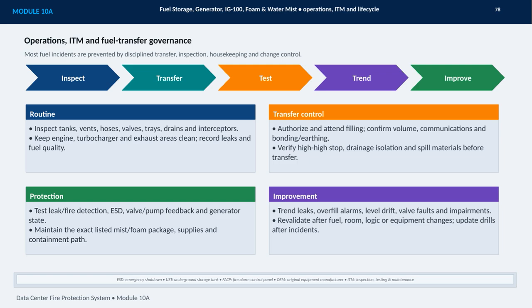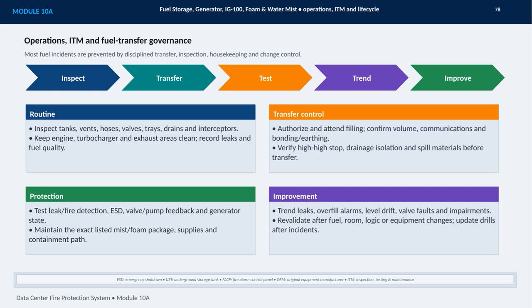Finally, improvement comes from trending leaks, overfill alarms, level drift, valve faults, and system impairments. Any change to fuel, rooms, logic, or equipment requires revalidation, and incidents should lead to updated drills.